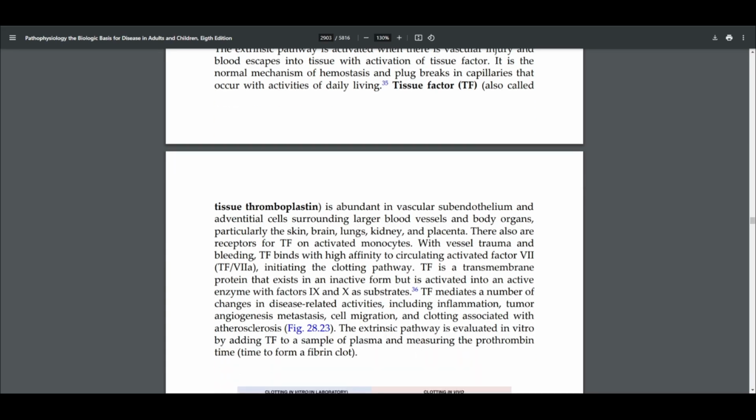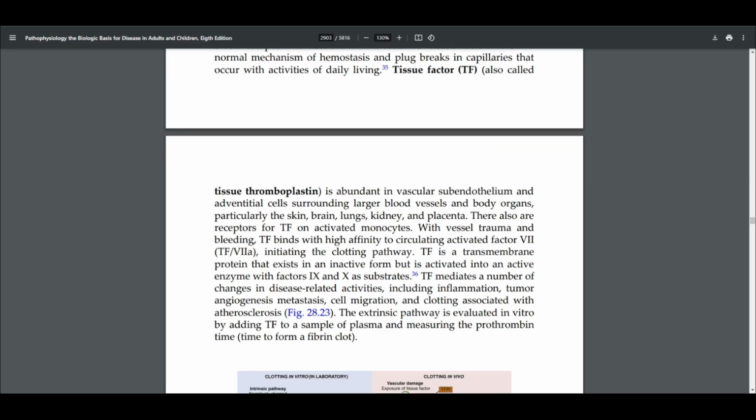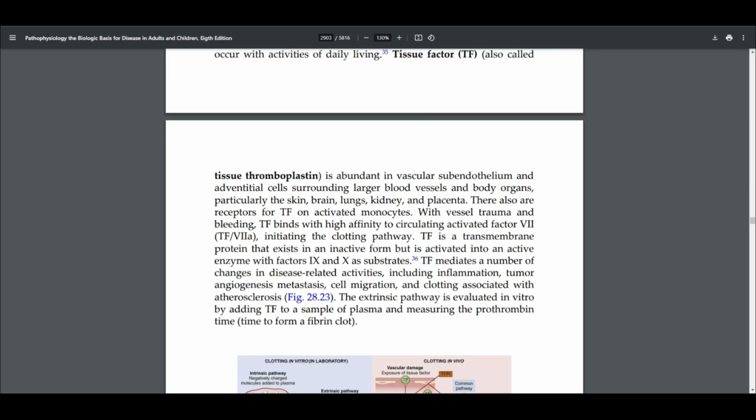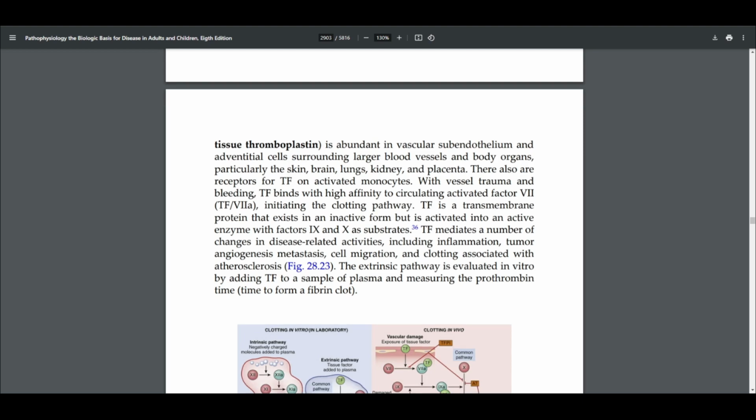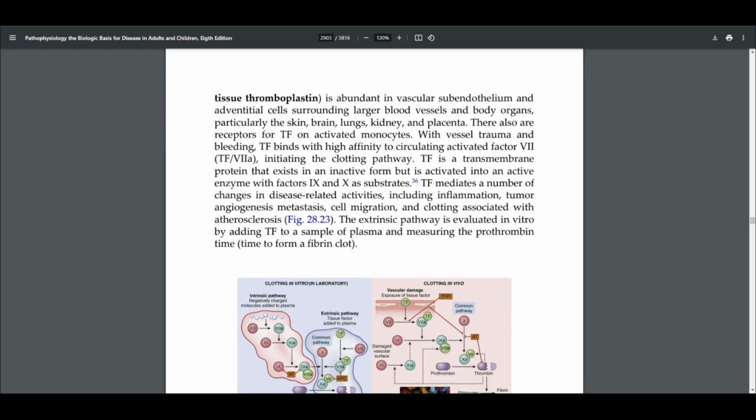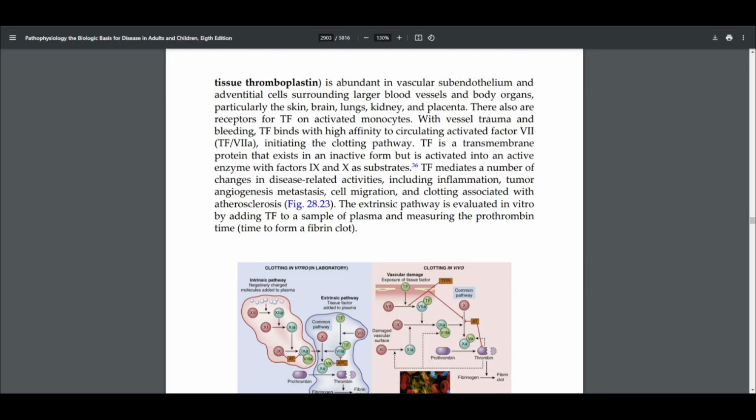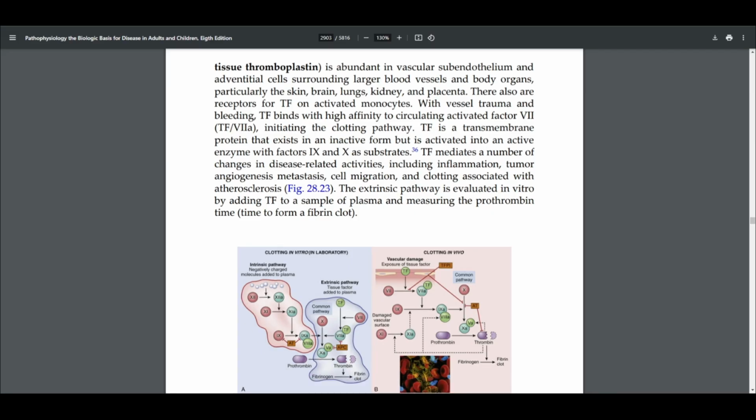Tissue factor is abundant in vascular, subendothelial, and adventitial cells surrounding larger blood vessels and body organs, particularly the skin, brain, lungs, kidney, and placenta. There also are receptors for TF on activated monocytes. With vessel trauma and bleeding, TF binds with high affinity to circulating activated factor VII, initiating the clotting pathway.